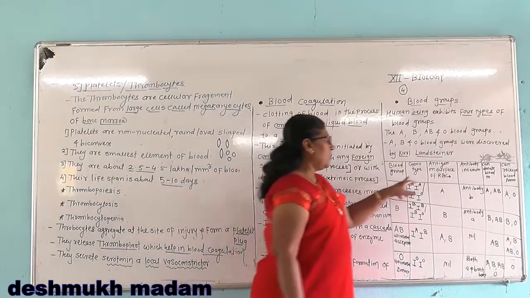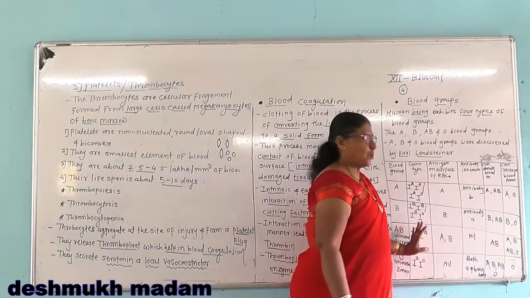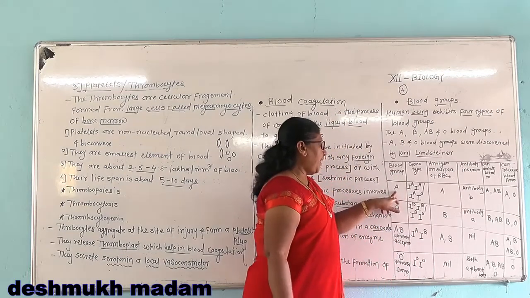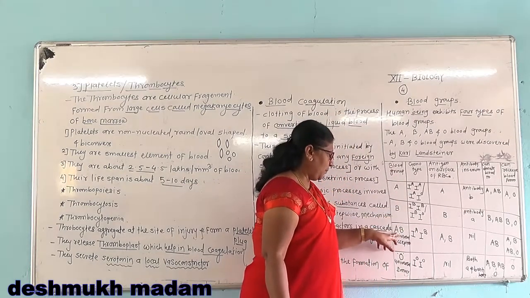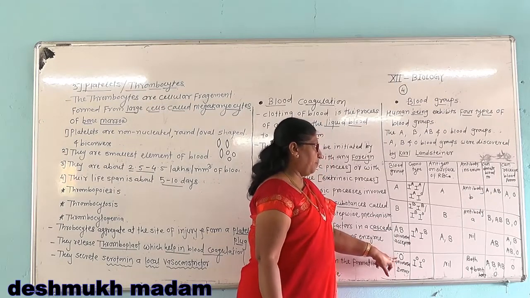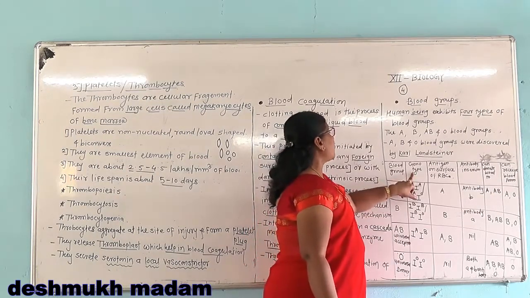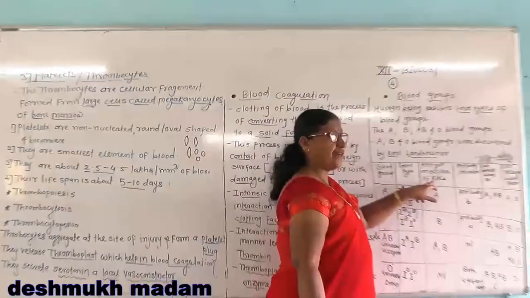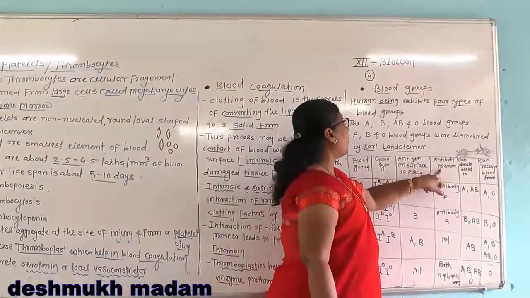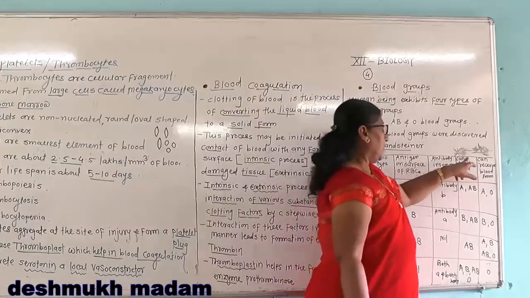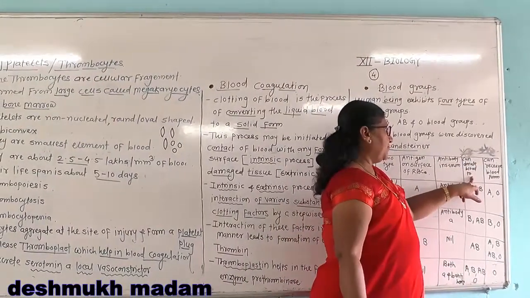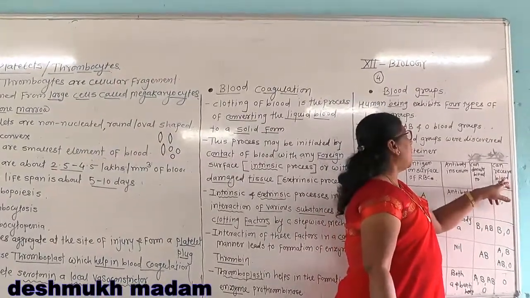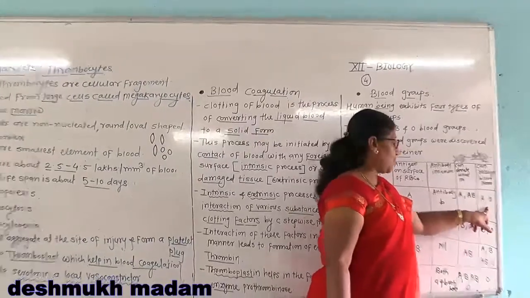The 4 types are shown in this chart: blood group A, blood group B, blood group AB, blood group O. Then the next columns: genotype, antigen on surface of RBC, antibody in serum, can donate blood to these blood groups, and can receive blood from these blood groups.